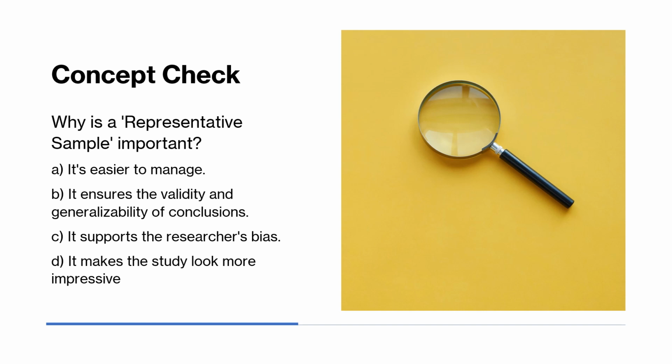Quick concept check. Why is a representative sample important? A, it's easier to manage. B, it ensures the validity and generalizability of conclusions. C, it supports the researcher's bias. Or D, it makes the study look more impressive. Well, the answer here is that it ensures the validity and generalizability of conclusions. It hopefully isn't too difficult to manage, but if we go with the easiest to manage, then we're not going to pick the best possible statistical outcome for our sample.